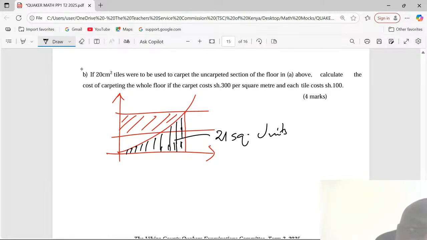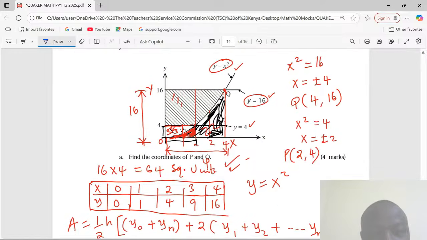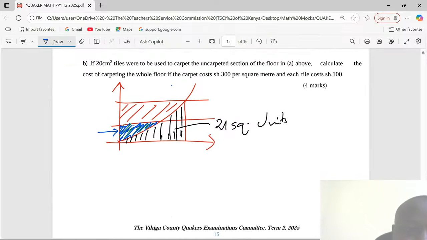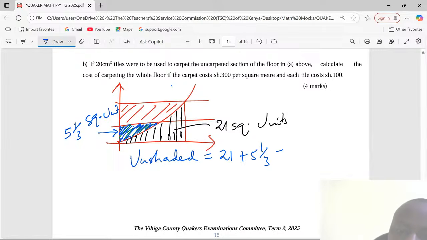Then the area at this point, which I'm going to paint green, or let me use blue for this case. The blue one has already been calculated as 5 1/3 square units. So now we are going to say the area below the red shade is going to be unshaded: 21 plus 5 1/3, which is 26 1/3 square units.